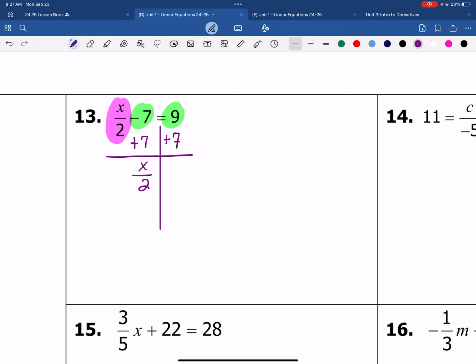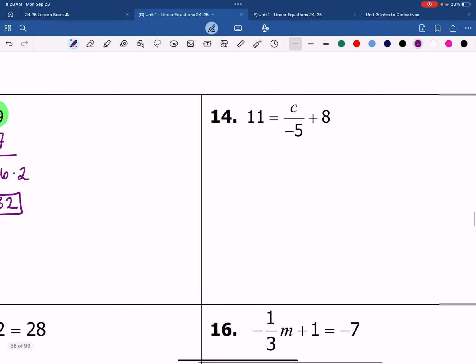x divided by 2 equals 16. And now I have division. To undo division, I use multiplication. So I'm going to multiply by 2 on either side. And I get x equals 32. And again, we could slide a 1 underneath here to be able to cancel, or you could just show that you're multiplying by 2.